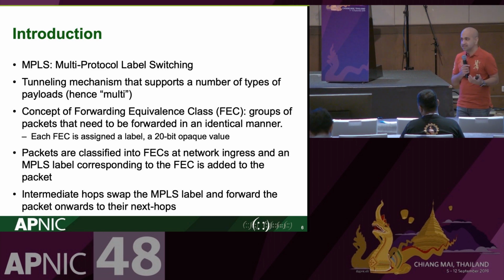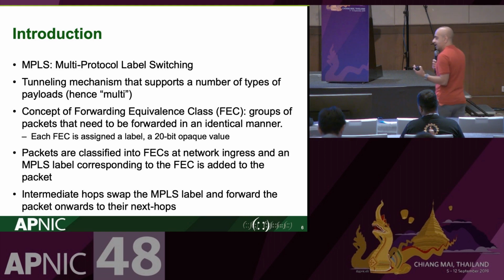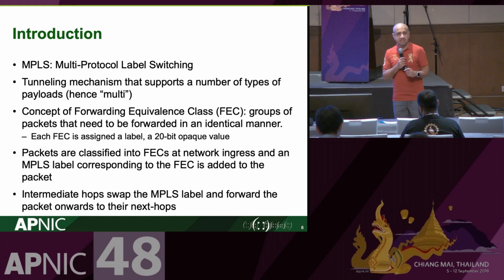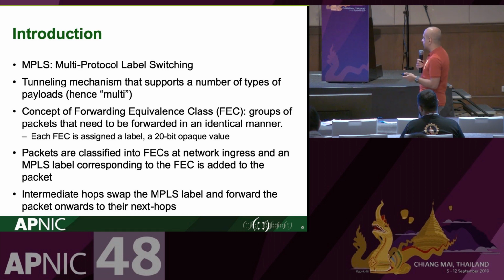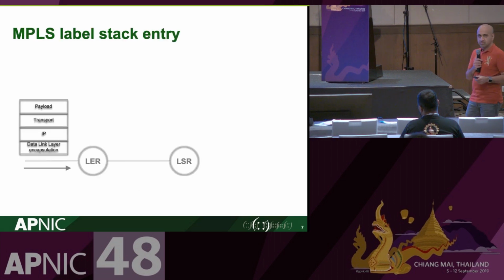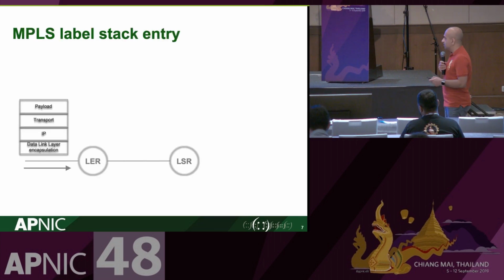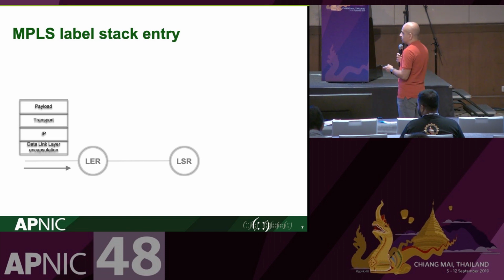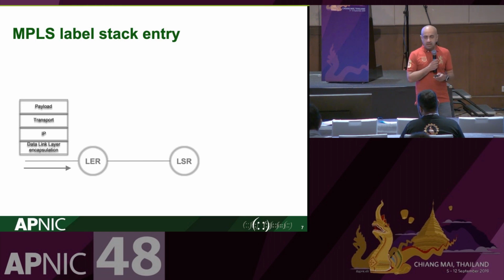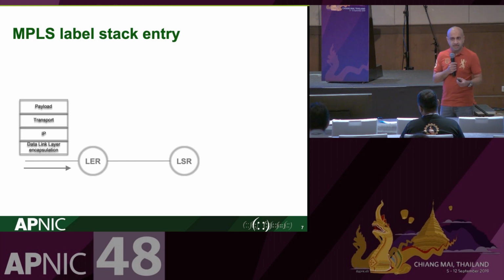By putting an MPLS label on a packet, you're telling the network where that packet needs to go. And we can do some pretty interesting things with it. So I will go into some detail on that. So the MPLS label, where does it go, right? If you look at an IP packet here, you have a payload, some sort of transport protocol, TCP, UDP, and then you've got your data link layer encapsulation, Ethernet or PPP or whatever it is.